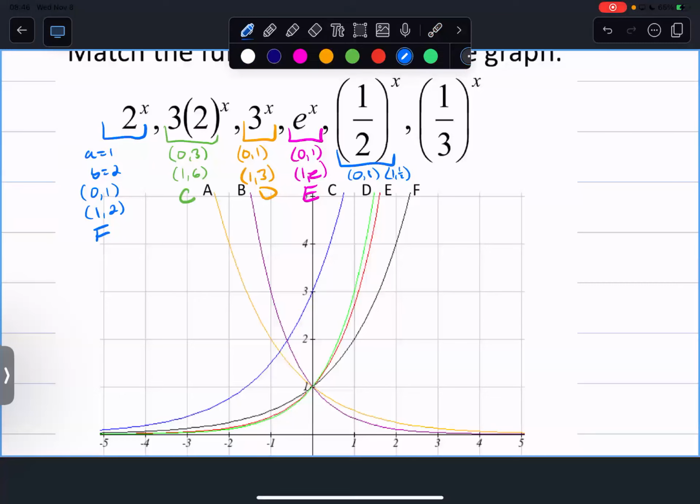And so I'm going to call this A, well, here, and this should go through (0, 1) and (1, 1/3), oops, but I wrote 1/2, would have been very confusing, which makes it graph B.